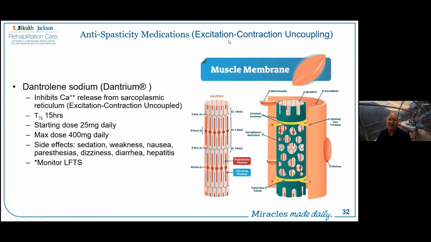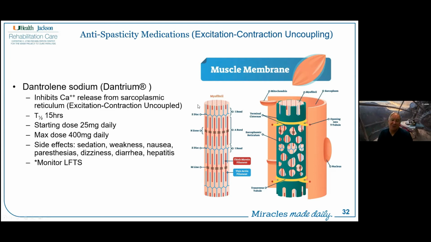And then again, remember your excitation contraction coupling. So you have your T-tubules and your sarcoplasmic reticulum. The sarcoplasmic reticulum releases calcium, and calcium activates the troponin tropomyosin complex. Well, dantrolene sodium basically blocks the release of calcium from the sarcoplasmic reticulum, but it does it at all muscles. It doesn't just work on reflexes. It works at the muscles themselves.